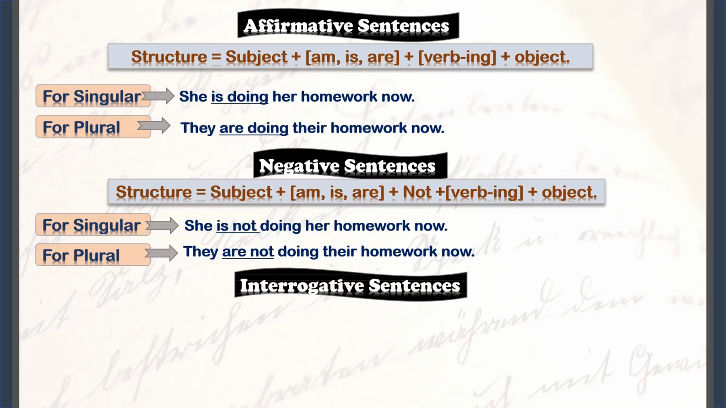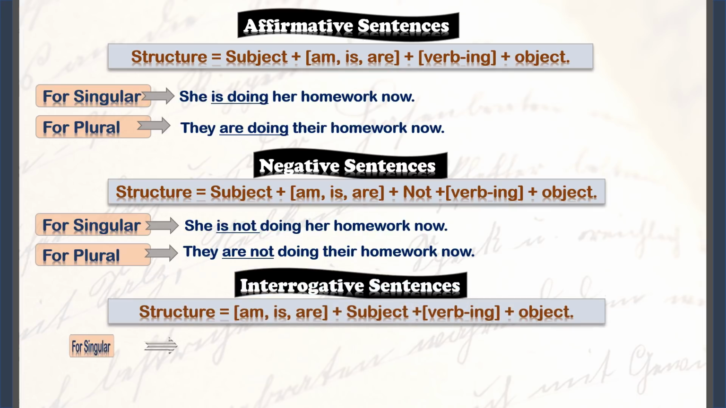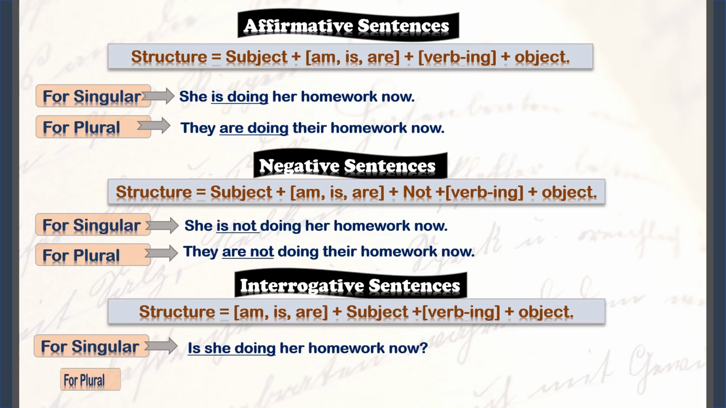For interrogative sentences, the structure is am, is, are plus subject plus verb with ing plus object. Example for singular, is she doing her homework now? Example for plural, are they doing their homework now?